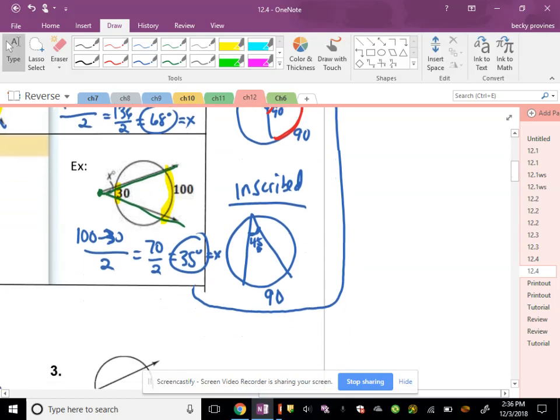Now, when they're inscribed, the vertex is on the circle. And so you take the intercepted arc and you divide it by 2 to get the angle. The angle is always half of the arc. The angle is always smaller.